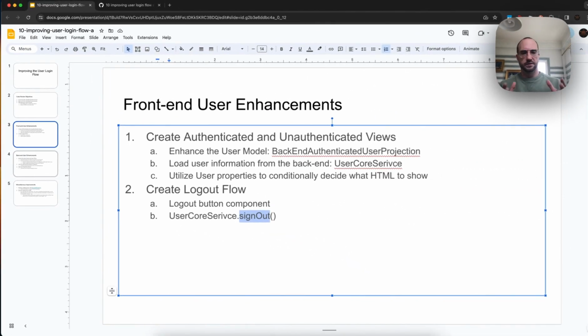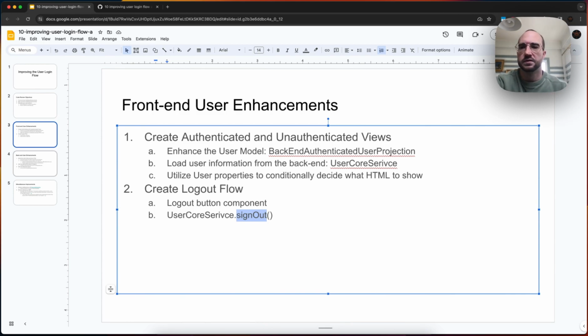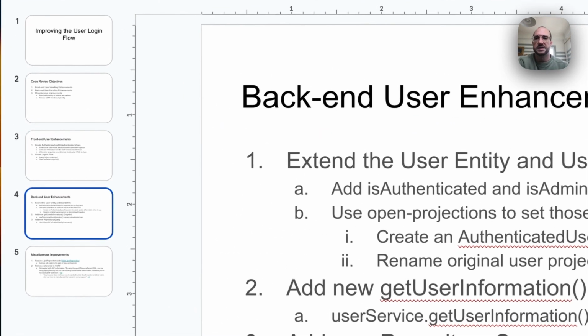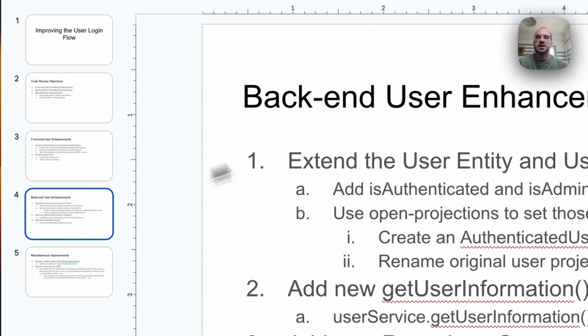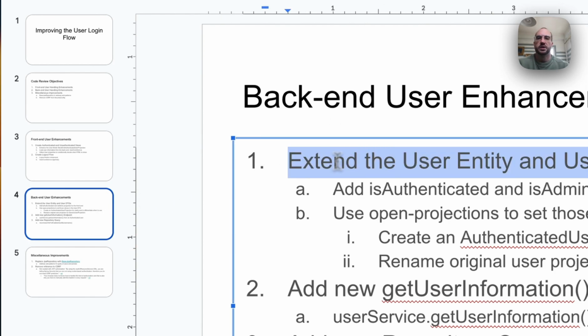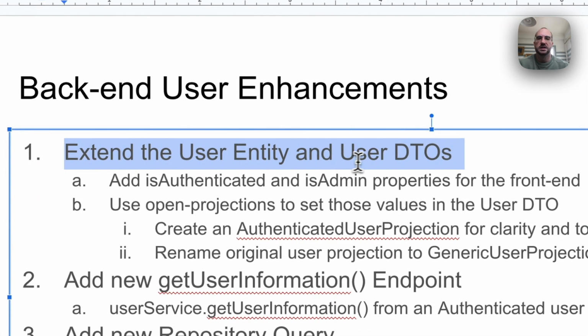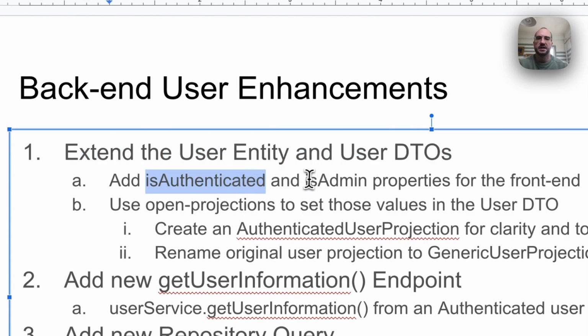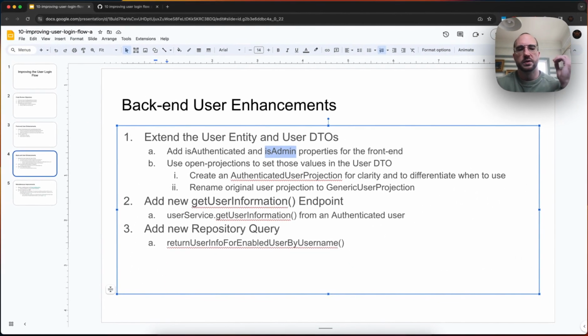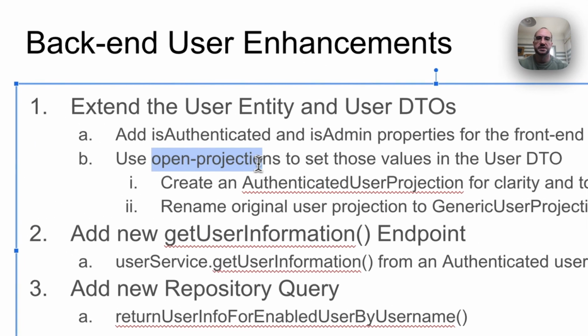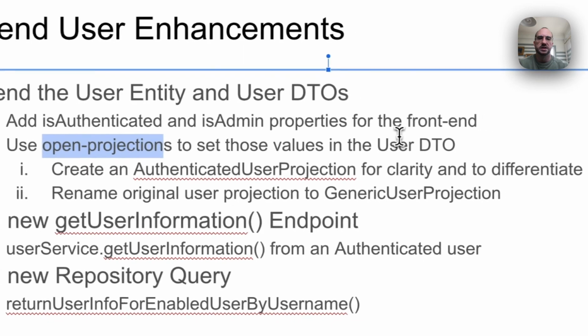So that's the front end, but the front end relies on the back end. So simple enough, but the back end has to actually send the data that we need. So when we look at the back end, first thing we're going to do is extend the user entity and the user data transfer objects. We have to add is authenticated and is admin properties for the front end to use, so that when we ask the back end for data on a user, in that object is the information that we need and that we can map to. And we actually use open projections to set those values in the user DTO.